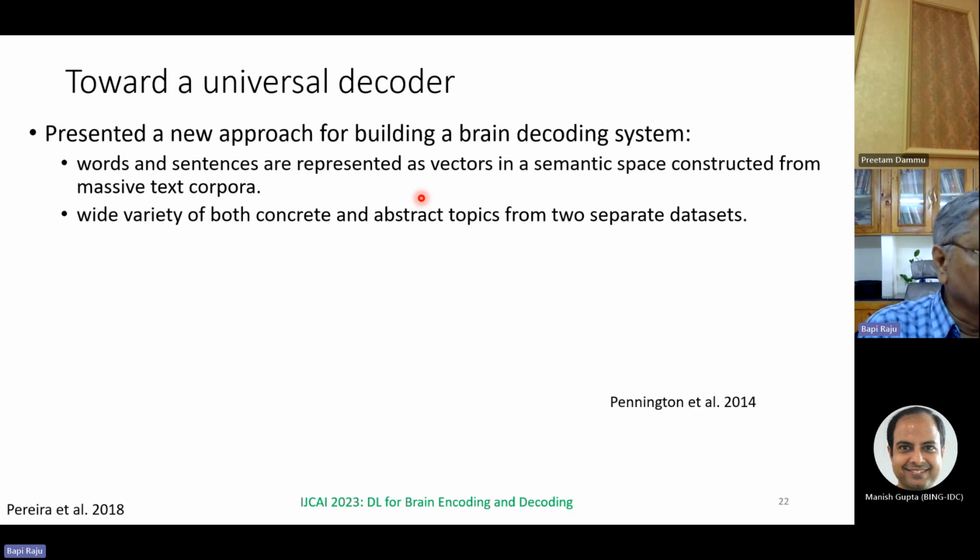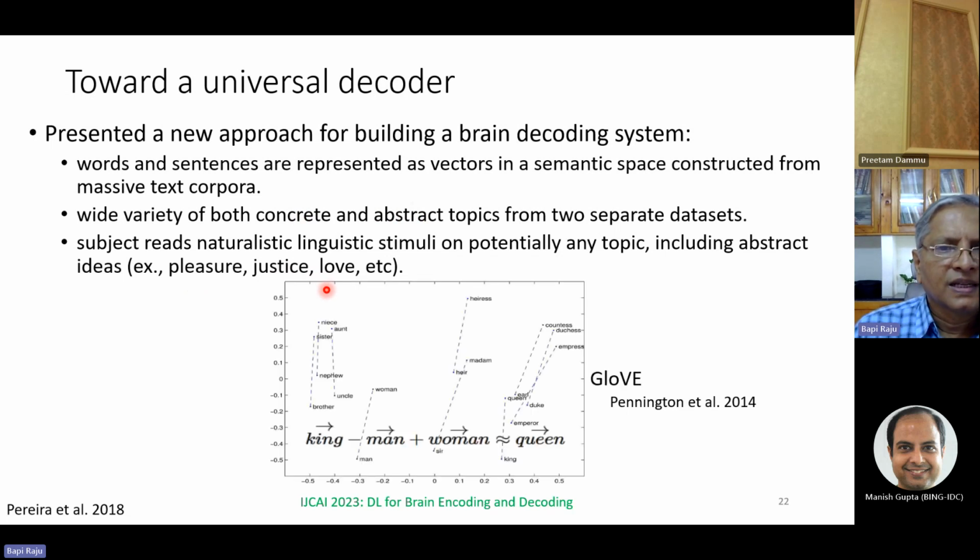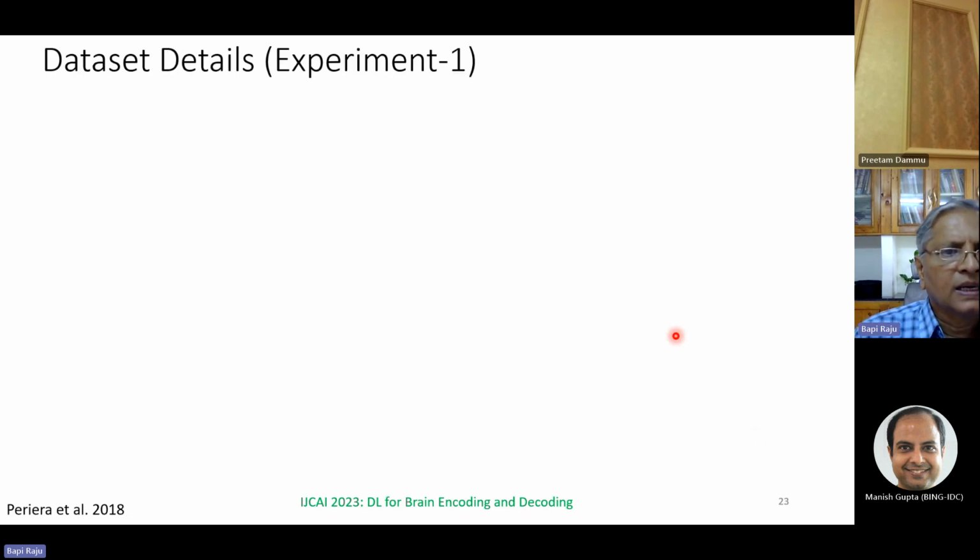In this case, these vary across several dimensions, concrete and abstract. Subjects read these linguistic stimuli on topics that vary, as I said, both in concrete topics as well as abstract ones, such as pleasure, justice, love, etc. This is the GloVe representation introduced by Pennington et al. 2014, which is what is used to represent these words.